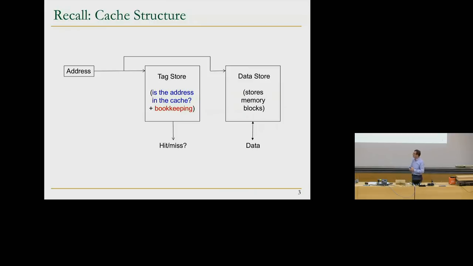That's one example that we've discussed. And the data store always stores the memory blocks or the data that you really want to cache and have fast access to. Okay, so I wanted to remind you that this structure is in hardware. In hardware, we have specific constraints, but this structure also exists in software. So keep that in mind. You will see this caching many, many times in your life.